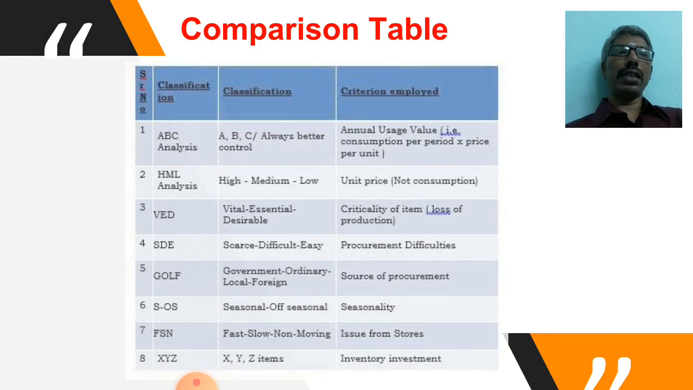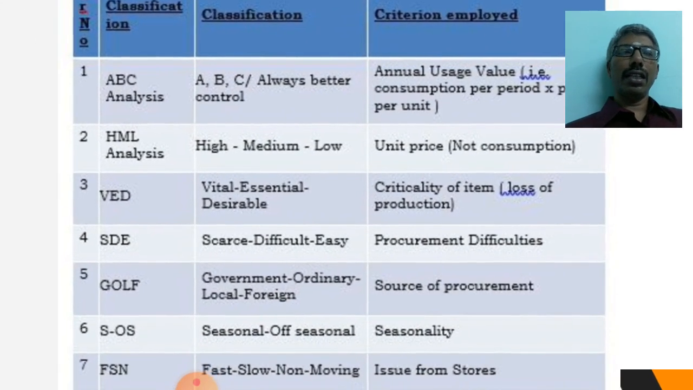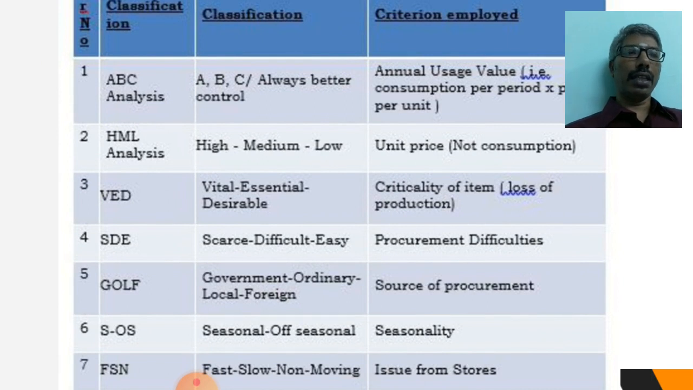In ABC analysis, here the materials are grouped as A, B and C on the basis of the annual usage value. Here more importance is given to group A materials, which have a greater percentage of values of the total consumptions. And the second one is the HML analysis, that is high, medium, low.